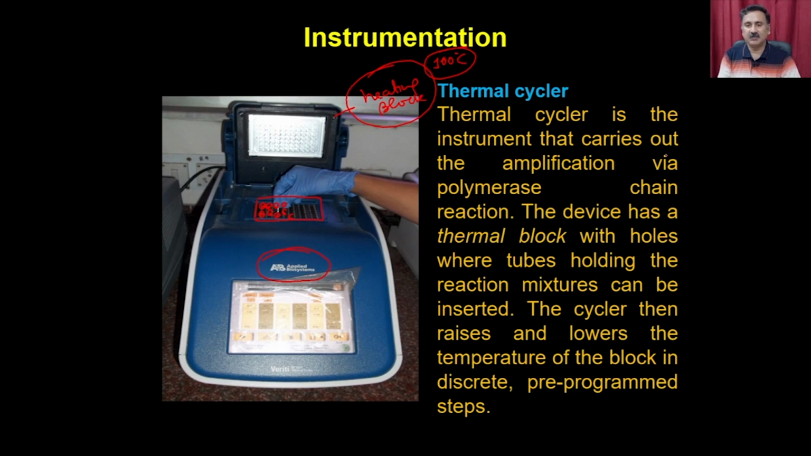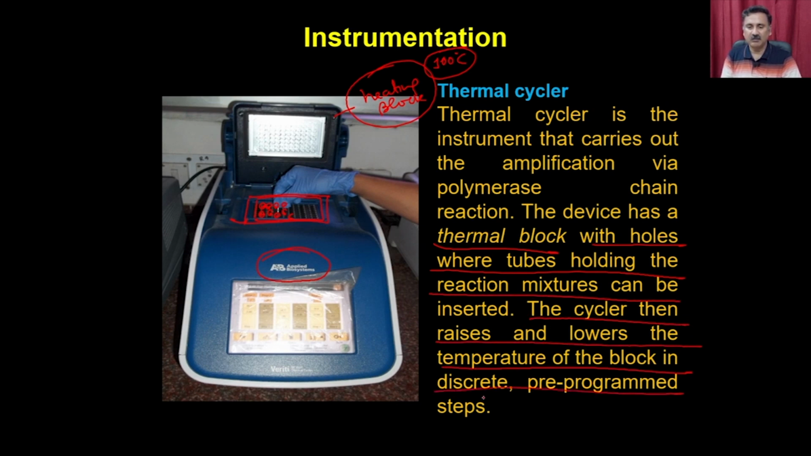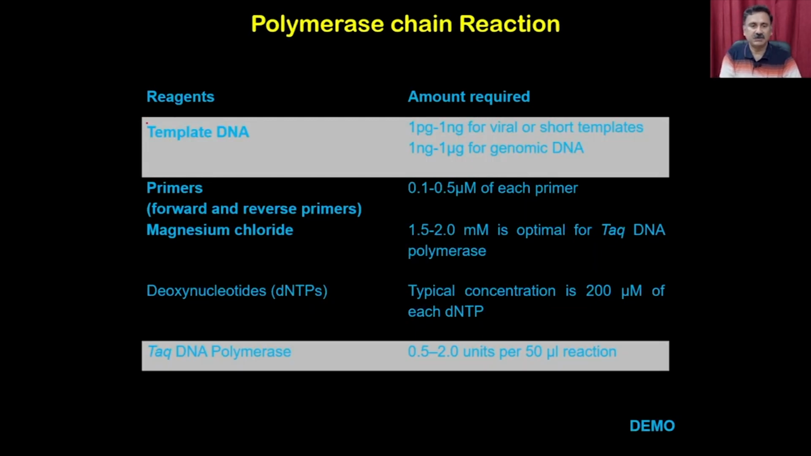So the thermal cycler is the instrument that carries out the amplification by polymerase chain reaction. The device has a thermal block. So this is a thermal block, right? What you see with the holes is where tubes holding the reaction can be placed, and then the cycler raises and lowers the temperature of the block in discrete pre-programmed steps. And then you have to set up the reactions. As I said, you are going to have multiple components like the template DNA, the primers, the dNTPs, the Taq DNA polymerase, and you're also going to have autoclaved water.